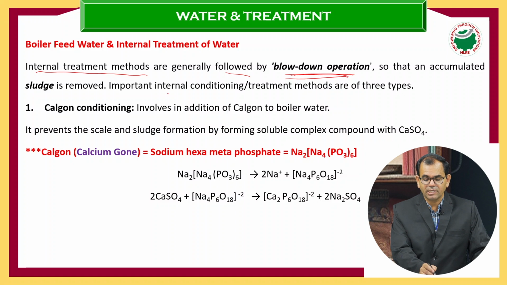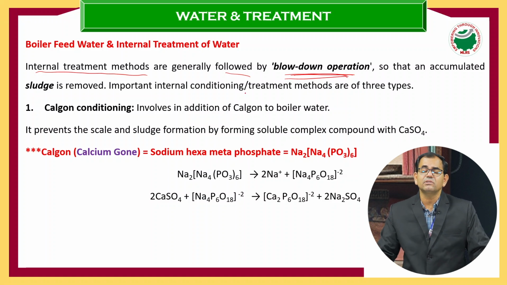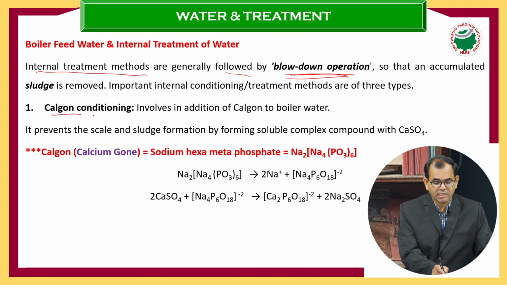And the important internal conditioning treatment methods are of three types. So there are two methods: internal treatment methods and external treatment methods. When we talk about internal treatment methods, there are three methods. The first one is Calgon conditioning, as it is mentioned here.